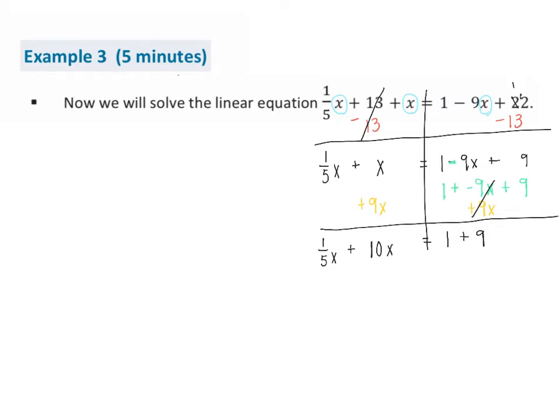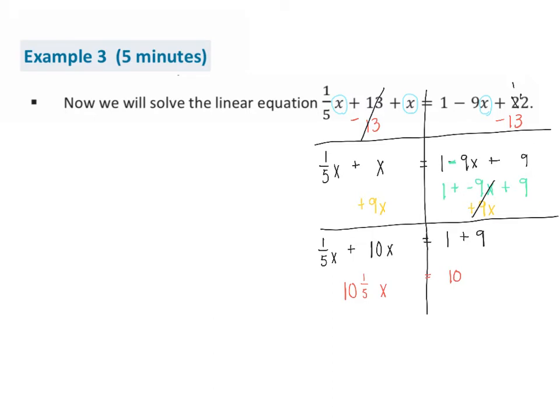Okay. Now that I have all my variables on one side and my numbers or my constants on the other, I can just combine like terms. I don't even have to use any properties of equality. So 1 plus 9 is 10. And on this side, 1/5 x plus 10 x's is 10 and 1/5 x's.